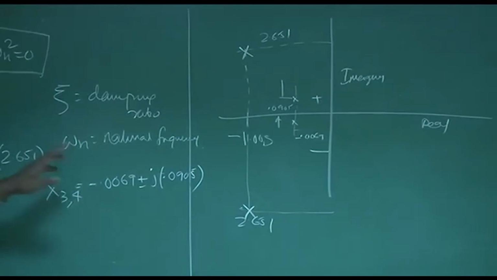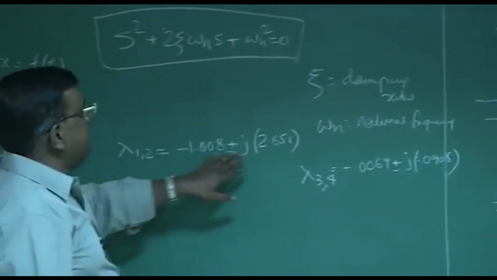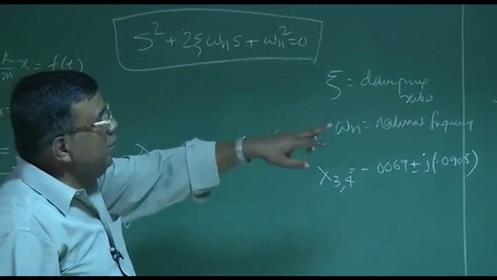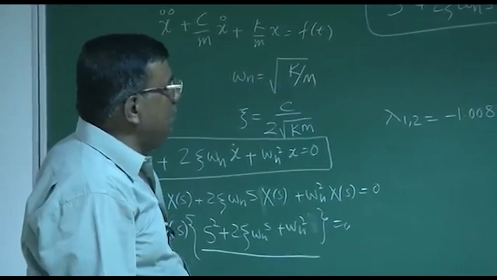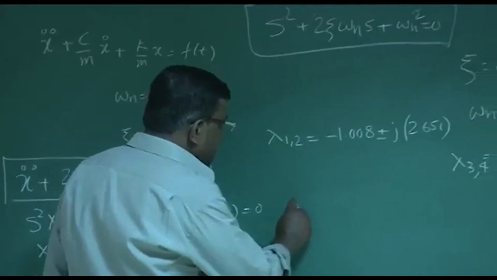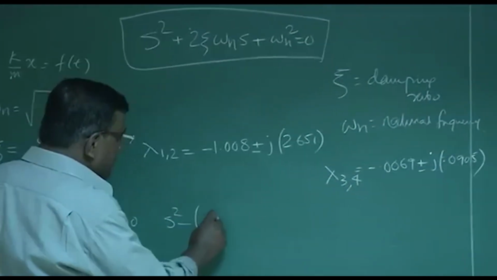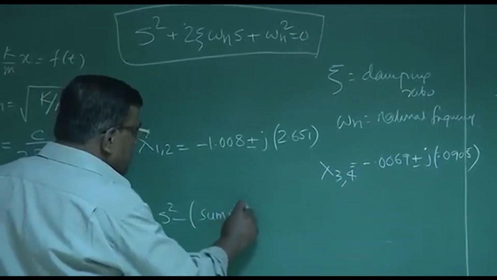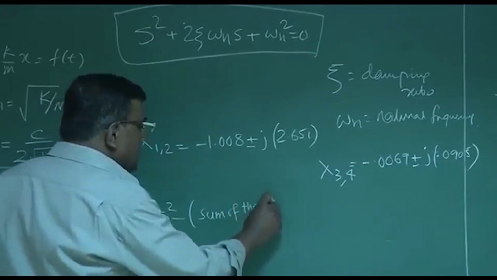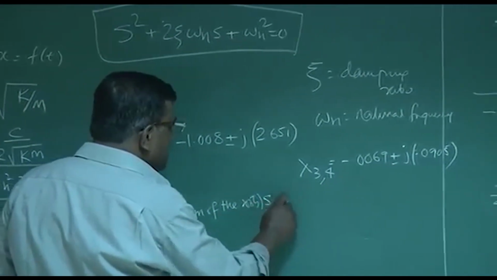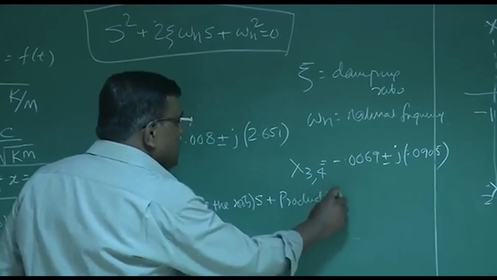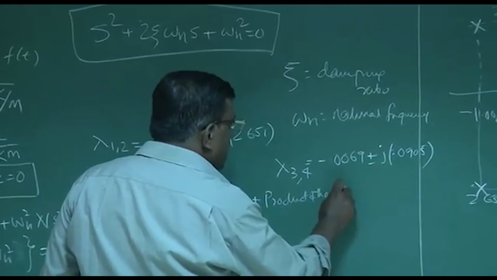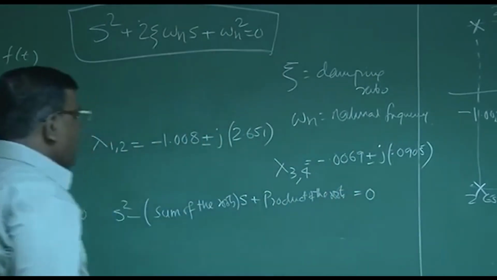So now I come back here. Whether it is given in that format or this format, I know it's a second order system. I can immediately form the equation. How can I form it? I say s square minus sum of the roots into s plus product of the roots is equal to 0. Right?